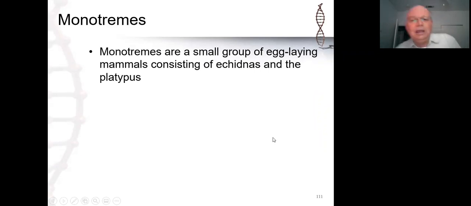So let's take a look at the three lines of extant mammals. The most basal group of mammals are the monotremes. These are egg-laying mammals. The eggs have a leathery shell, very reminiscent of reptiles, but the females have mammary glands, but they're not the mammary glands that you would be familiar with. These are glands that secrete milk directly to the surface of the skin, and the young lap the milk directly off the skin of the mother.